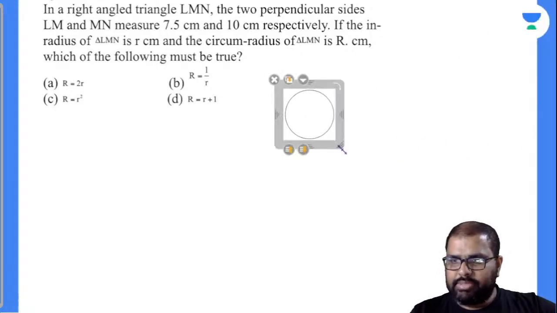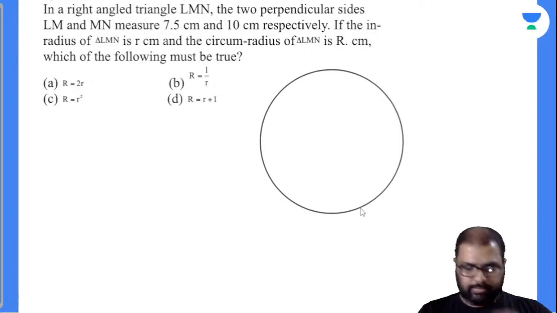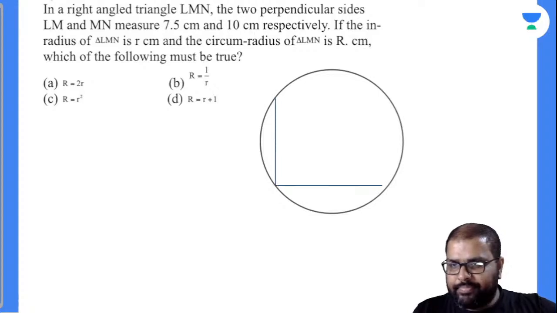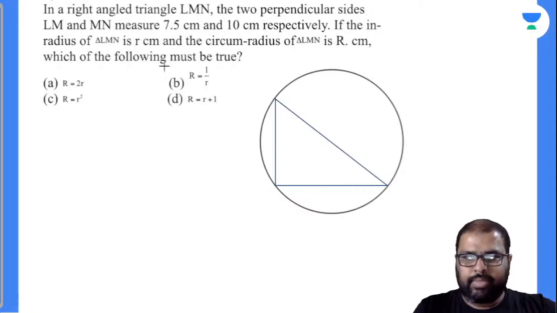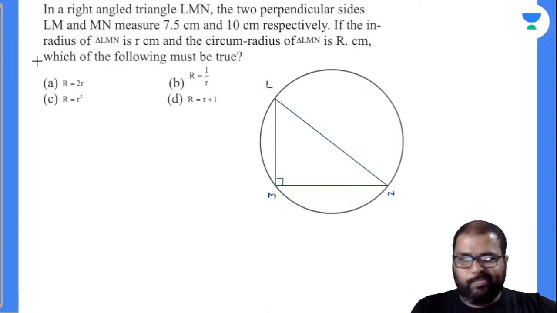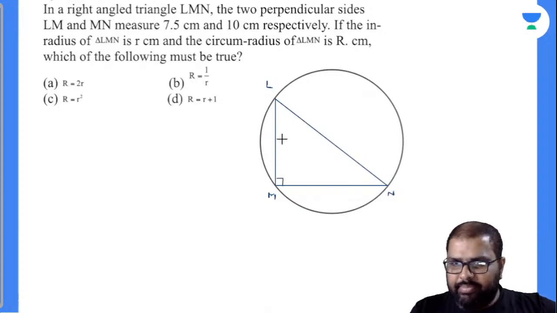This is a circle. The triangle LMN is here. It is a right angle. The perpendicular sides are LM and MN. Your right angle triangle, then perpendicular sides. Now, LM length is given as how much? 7.5. MN length is given as 10.